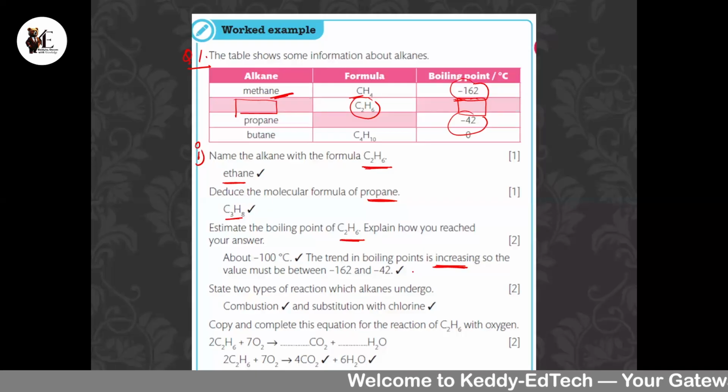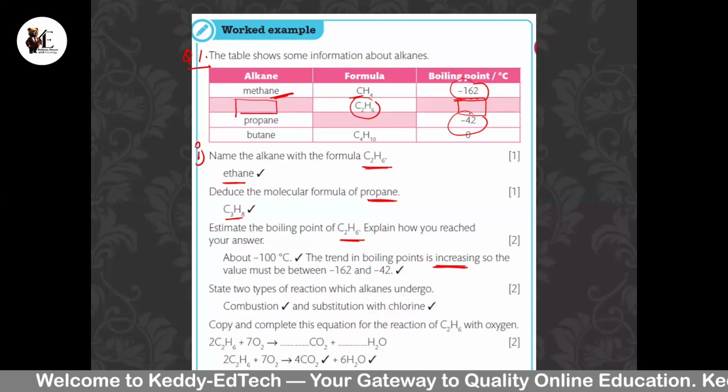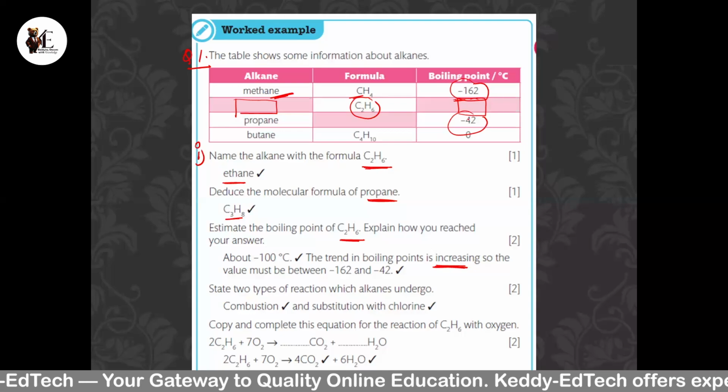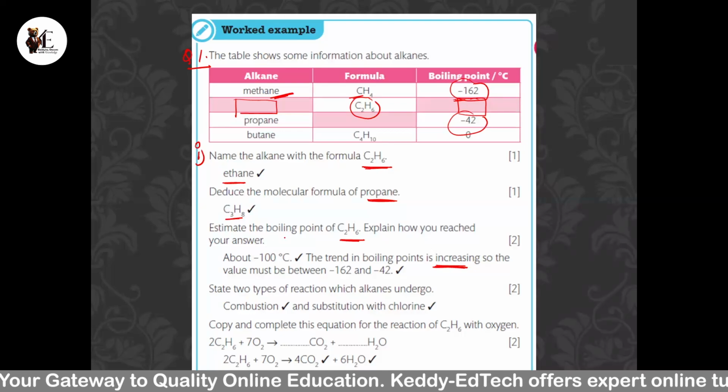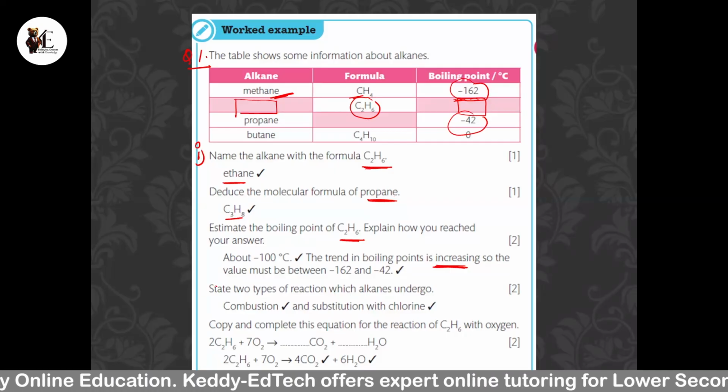So you can write any number between minus 162 and minus 42. It should not be like minus 152 or minus 50. It should be in the middle range. Okay, like minus 100. It is in the middle of these.